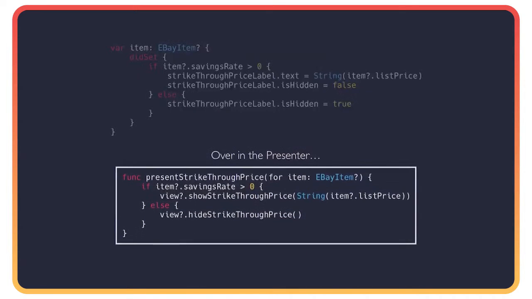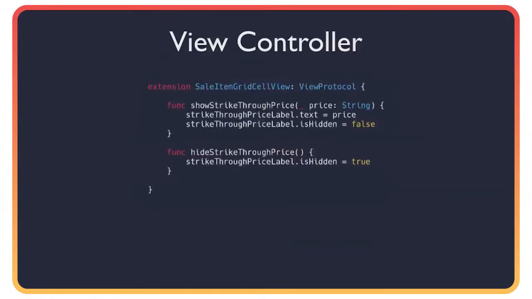You notice the shape is the same. Some of the insides are a little different, but the shape is the same because I just basically brought that over, and that's important. Recognizing shapes is a good skill. It does have some differences in that it is not speaking to the strike-through price label. It doesn't know about that. The presenter doesn't know about the actual controls and views. It does know to ask the protocol, show the strike-through price with this text, or hide it, which makes the view controller really easy. Look at this.